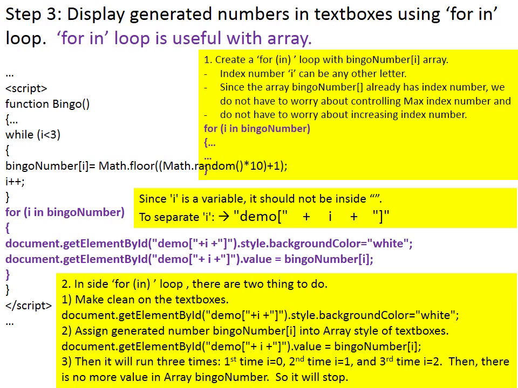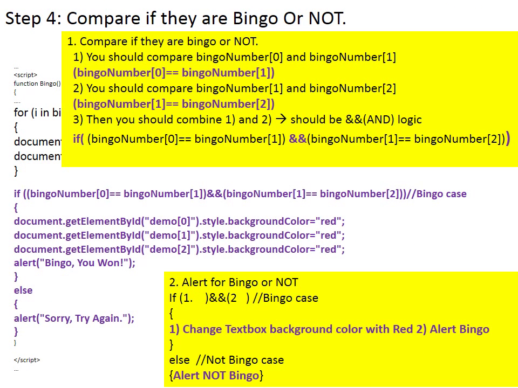Look carefully at how to display in the Demo array style of text box. It refreshes the Demo array text box's background color as white. So after bingo, the background color will be refreshed. After it refreshes, it will display the 3 generated numbers in the Demo array text boxes. In step 4, you use the if/else structure. If all 3 numbers are the same, the bingo case and true case, then you will change the background color of the Demo array text boxes. Then you will alert the bingo message. If they are not the same, the not bingo case, false case, and else case, you will alert the sorry message.